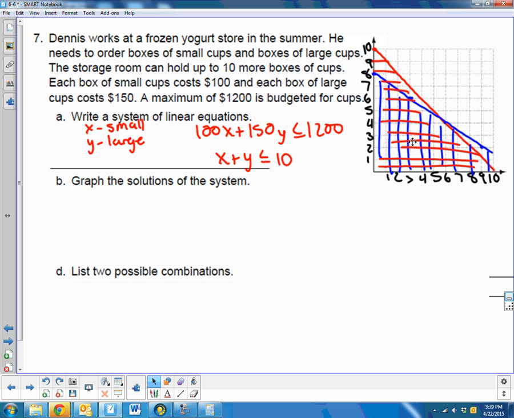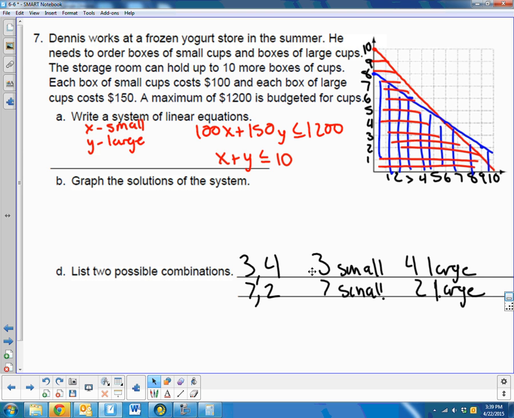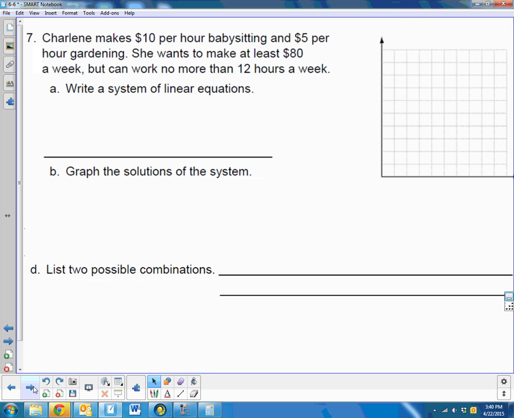I chose 2 possible solutions. There are lots of possible solutions. I chose 3, 4, and 7, 2. 3 small, 4 large, 7 small, 2 large. And if you didn't get those answers, make sure you watch the linked video. I'd like you to try this one on your own, and we will go through this in class tomorrow. Okay, good luck.